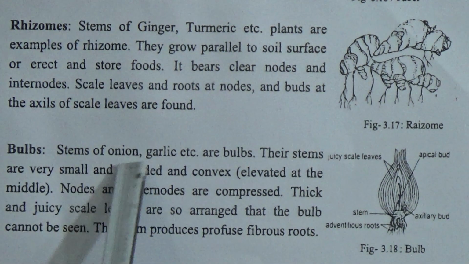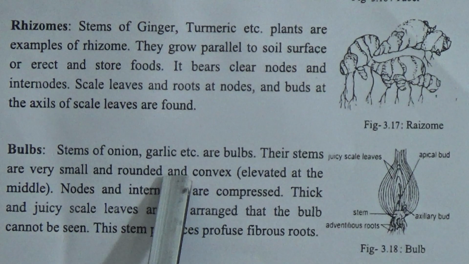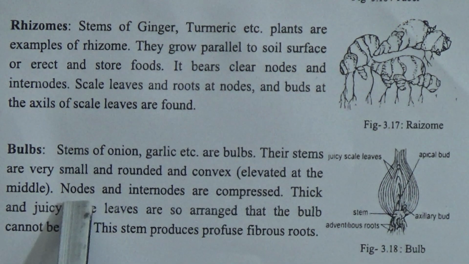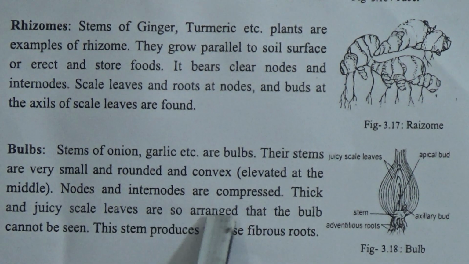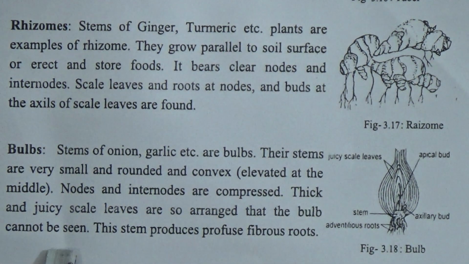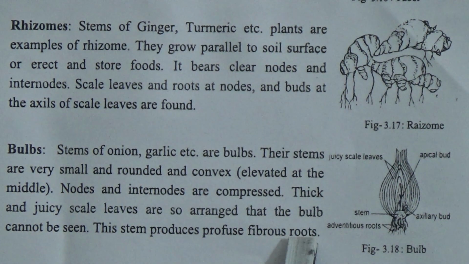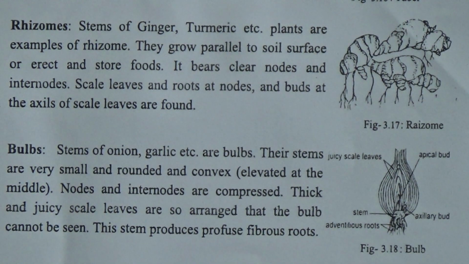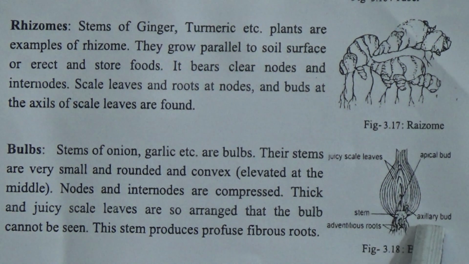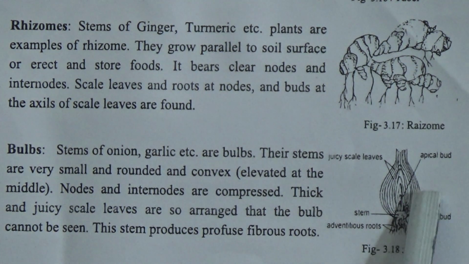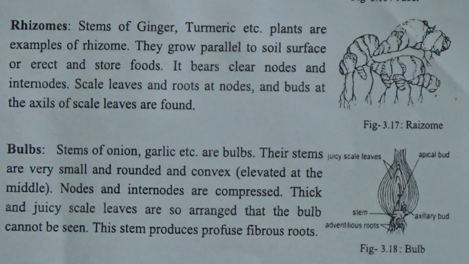Bulbs. Stems of onion, garlic, etc. are bulbs. Their stems are very small, rounded and convex. Nodes and internodes are compressed. Thick and juicy scale leaves are so arranged that the stem cannot be seen. These stems produce profuse fibrous roots. You can see this is the picture of a bulb, and this one here is labeled auxiliary bud, and this is apical bud, and this is stem, and this is juicy scale leaf.